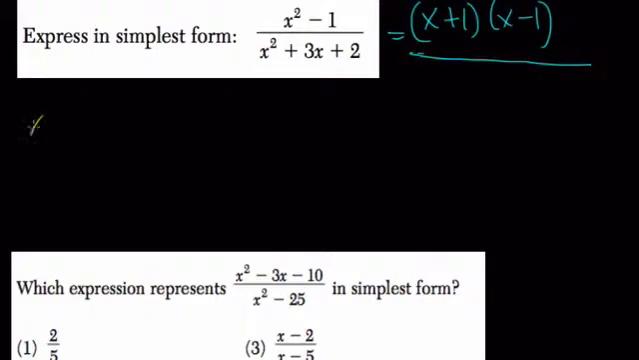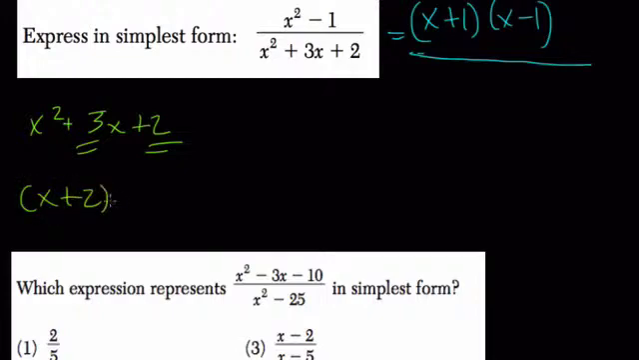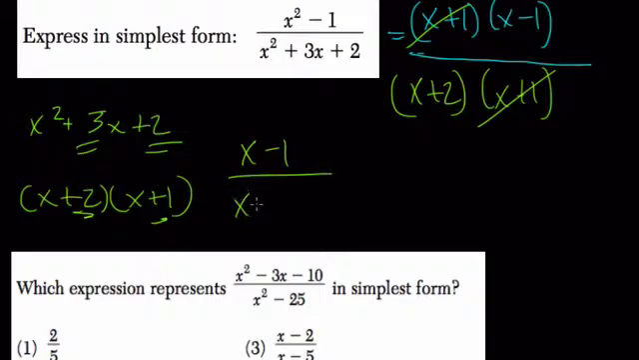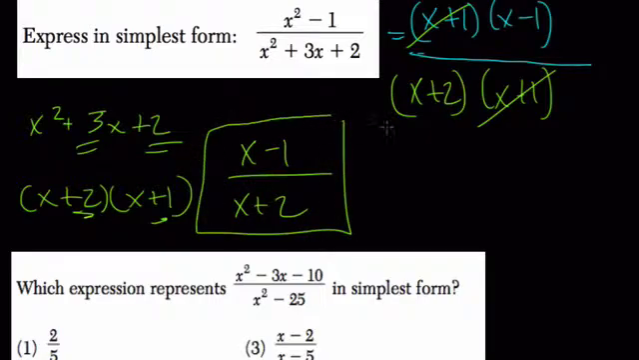In the denominator, we have x squared plus 3x plus 2. What factors of 2 add to 3? We'll just try x plus 2 times x plus 1. The factors 2 and 1 multiply to 2 and add to 3. So that works. We have x plus 2 times x plus 1. The x plus 1's cancel out, and we're left with x minus 1 over x plus 2.